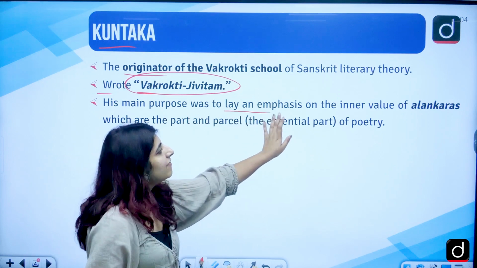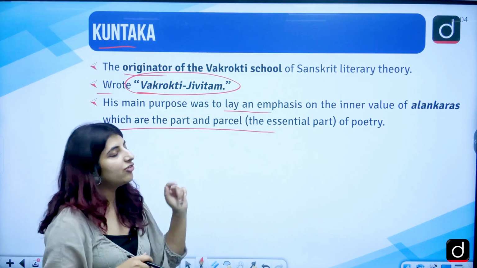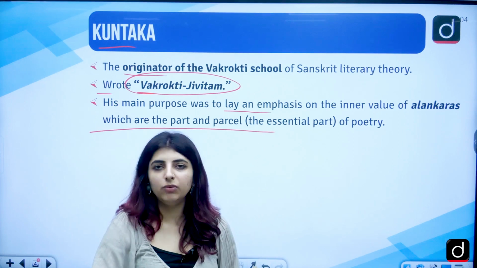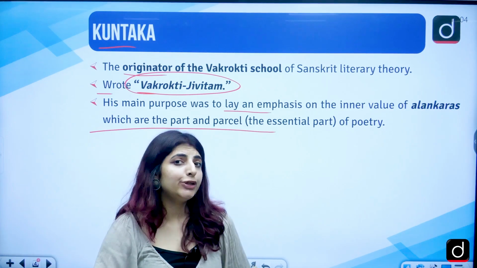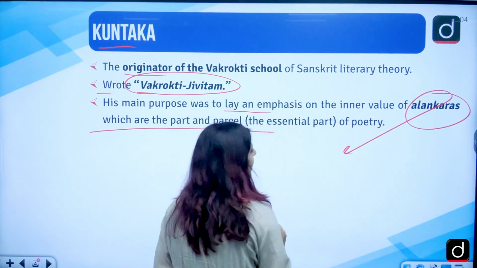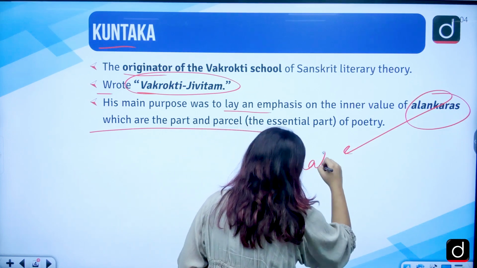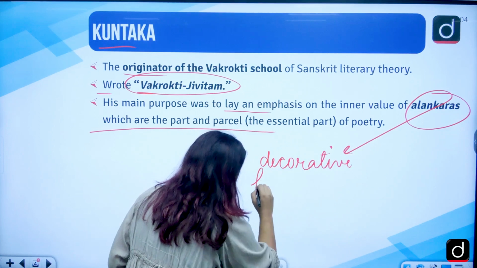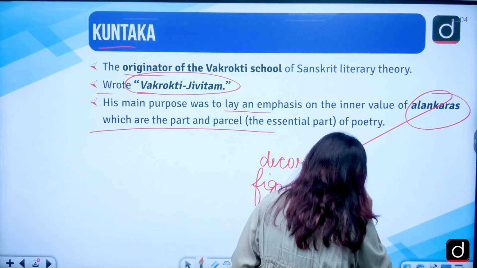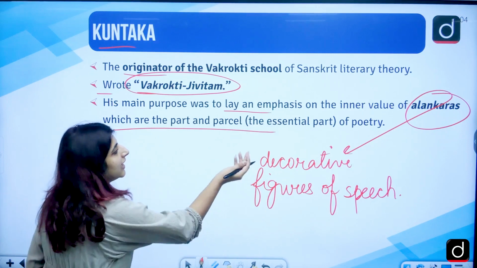He lays emphasis on the inner value of the alankaras, which are part and parcel, an essential part of poetry. If you saw my previous video on Dhwani theory, given by Anandavardhan, I told you what alankaras are. Alankaras are the decorative figures of speech, known as the ornaments.